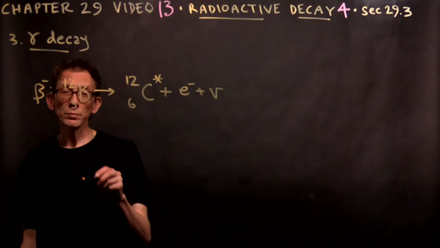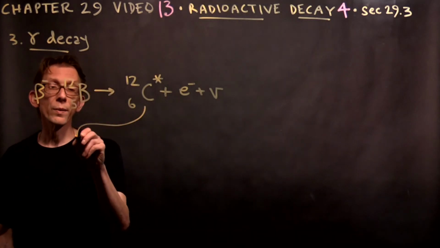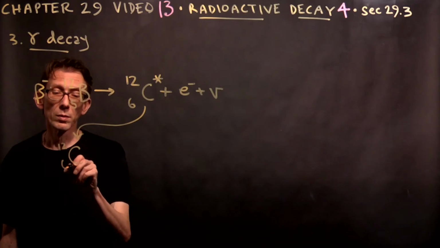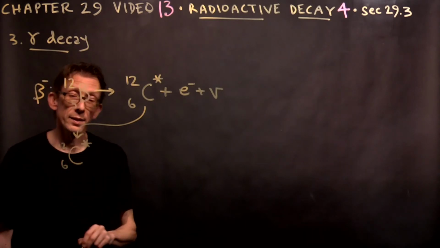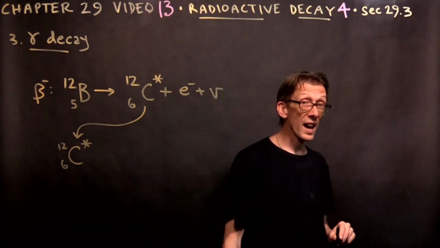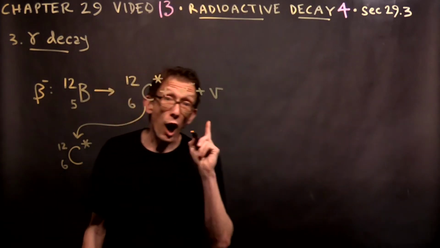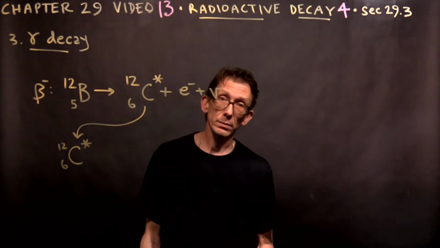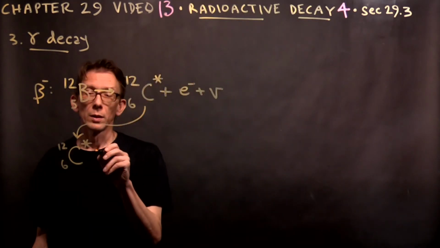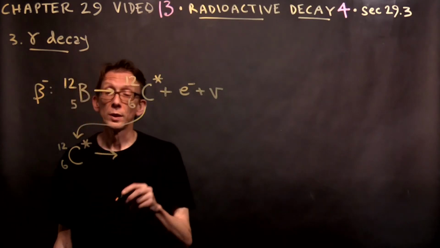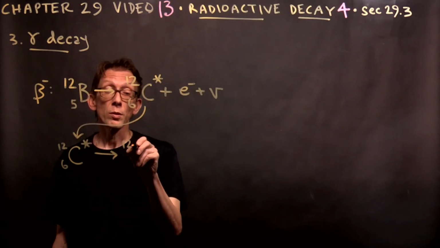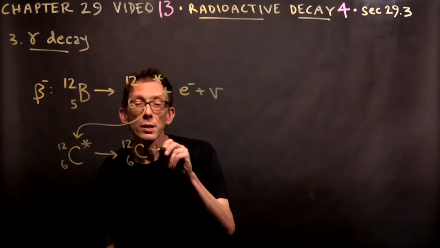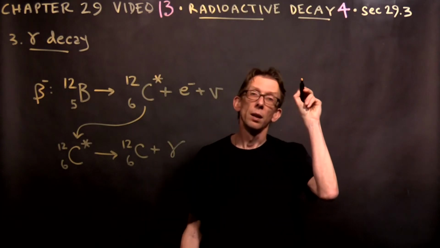What happens to that carbon-12 now? It goes from carbon-12 in an excited state, again, star means excited state, and it undergoes gamma decay after the beta decay. Carbon-12 star goes to carbon-12 in its ground state plus light.